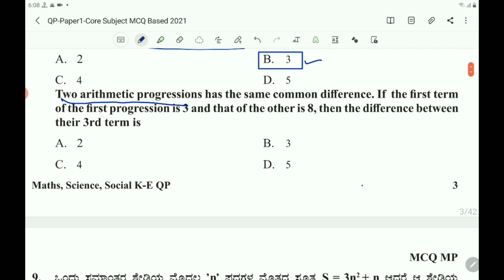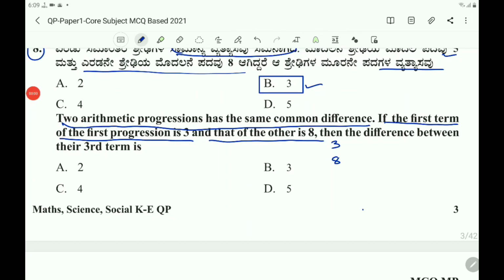Two arithmetic progressions have the same common difference. If the first term of the first progression is 3 and that of the other is 8, then the difference between their third terms is. Here the difference between the first terms is how much? The first terms are 3 and 8. The difference between 3 and 8 here.